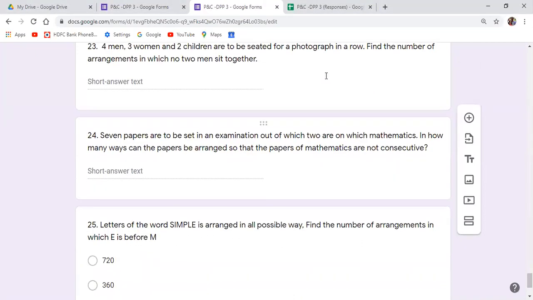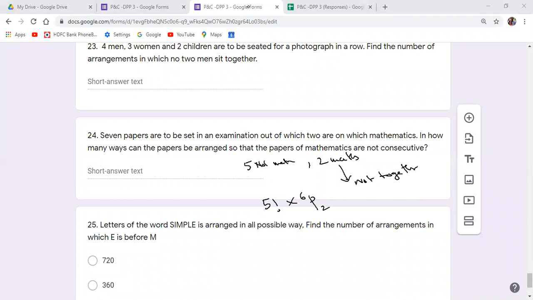There are 7 papers in the second exam, out of which 2 of them are match. So there are total 7 papers, 5 not match and 2 match. In how many ways can the papers be arranged so that match papers are not consecutive? So match papers not together. Gap filling method: 5 factorial into 6P2.